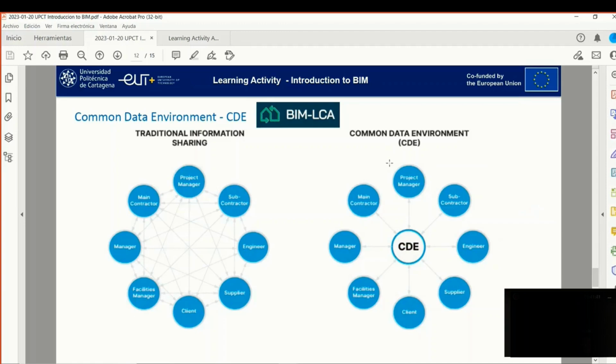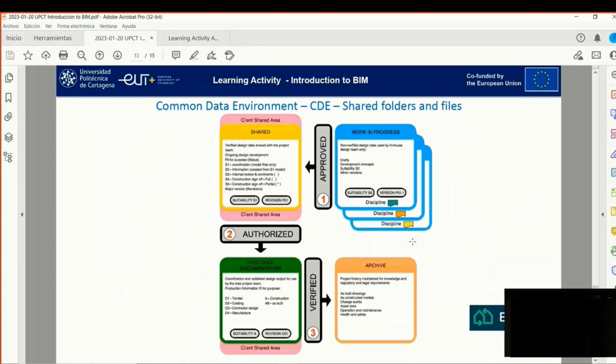And the benefit is that every agent in a project can access the information not by email with the rest of the participants, but through the server. Okay, there are some rules to work in a common data environment to approve the work, to allow the client access to the information, and to arrive at the final files and models.